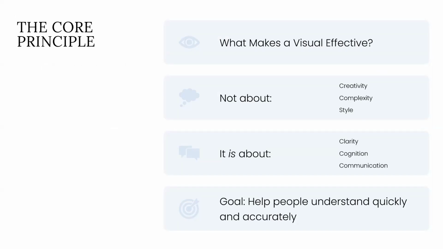So when we talk about choosing an effective visual, effective visualization is not about novelty, complexity, or aesthetic flair. It's about clarity, cognition, and communication. The primary goal of any visual display of data is to help people understand information quickly, accurately, and meaningfully. Choosing the right visual form is therefore a cognitive decision rather than a decorative one. We should always select visuals that reduce mental effort, support interpretation, and make insight perceptually obvious.